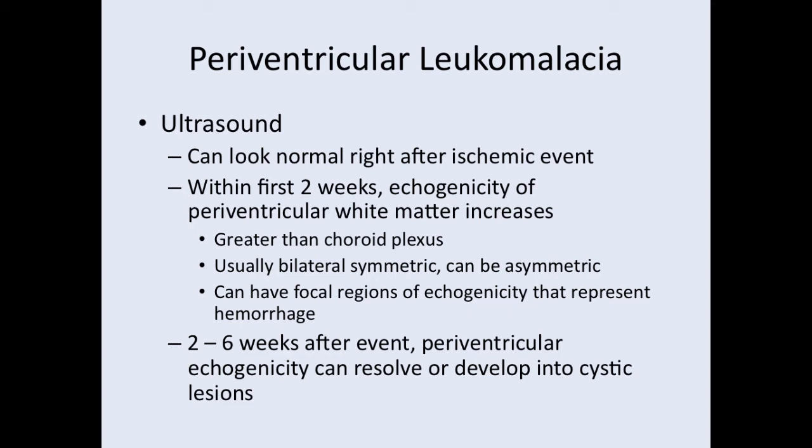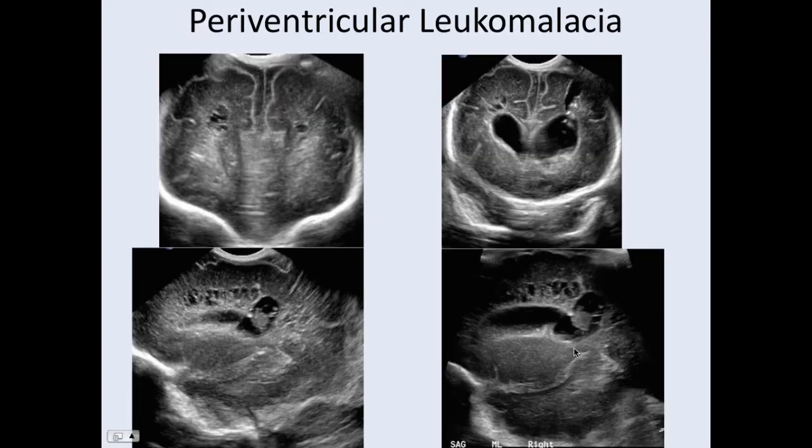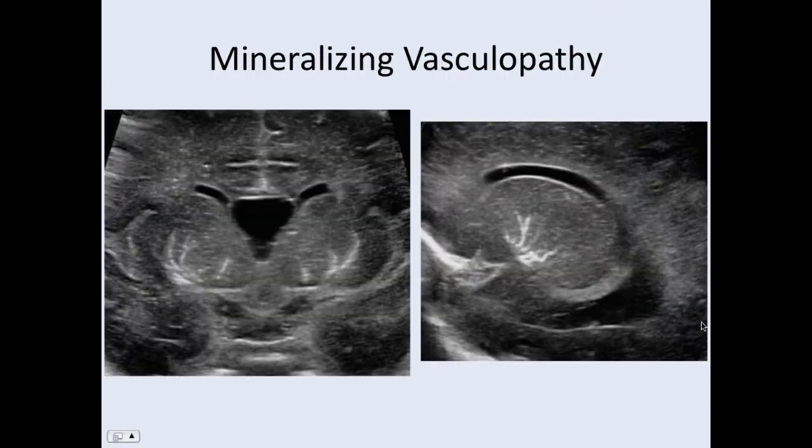And then down the road, maybe 2 to 6 weeks after the ischemia takes place, that increased echotexture can either resolve or it can progress into extensive cystic changes. Here's an example of cystic change in PVL on a patient here at UK. You can see extensive cystic change within the periventricular white matter, and this is really pronounced periventricular leukomalacia.